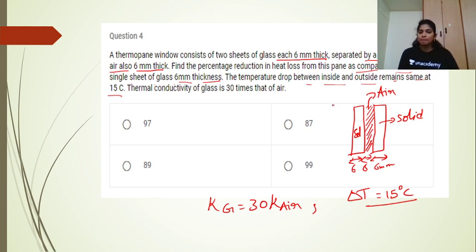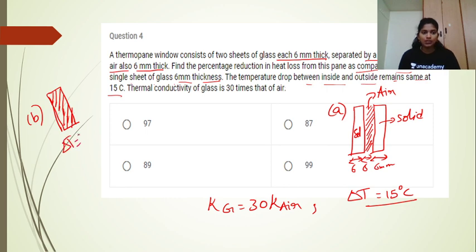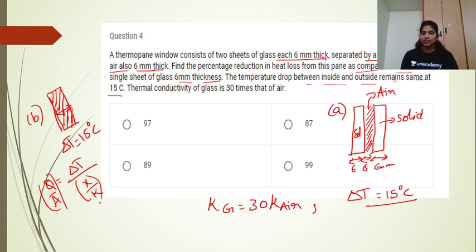So the first case is with two sheets of glass, and in between we will have a layer of air. And the second case is we'll have only one sheet, and the overall temperature difference here is also 15 degrees centigrade. For this case, the heat will be transferred through this window by conduction, right? So what will be the overall heat transfer? Q is equal to delta T by X by K. Q by A, the heat flux, will be this one, right? And for the first case, through the solid it will be through conduction, in the air it will be through convection, and in the other solid it will be through conduction, right?